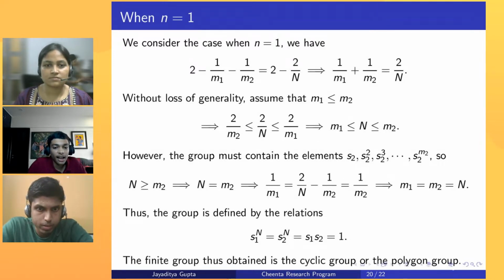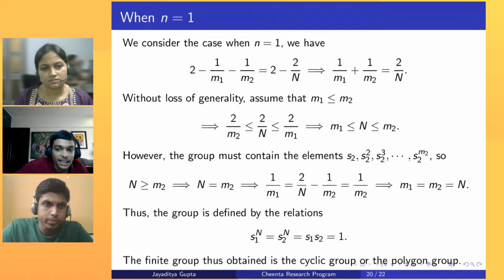Okay, and I will conclude with the case when n is equal to 1. So if n is equal to 1, then we just again substitute the values into the equation. We get 1 by m1 plus 1 by m2 is equal to 2 by n. If we assume that m1 is less than or equal to m2, then we get that m1 is less than or equal to n is less than or equal to m2.